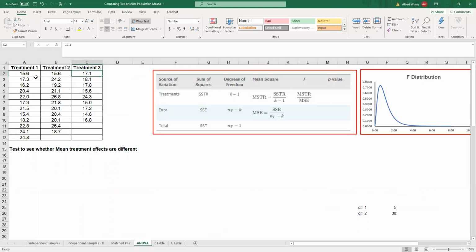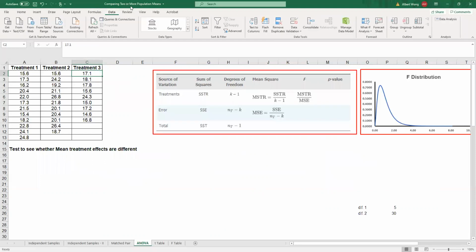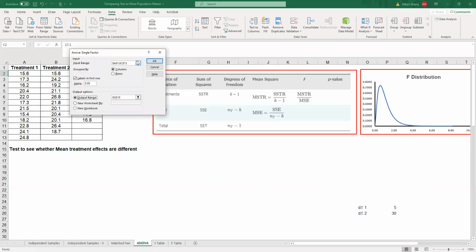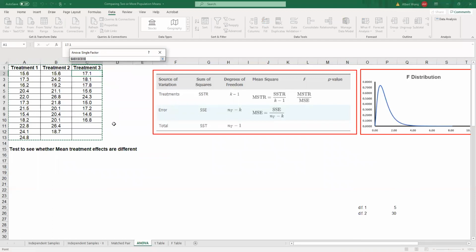Okay, and so how do we compare them? Well, first we need to generate the output in order for us to perform the computation. And to do that, we go to data analysis, and we go all the way to the top of the list. It's called ANOVA single factor. The factor means that you have treatment as the factor, and you have 3 levels of treatment. Okay, so we say okay, and what we have to do is to specify the input. Now, what you need to do is to make sure that when you specify, you highlight all the data, make sure that your data is covered.